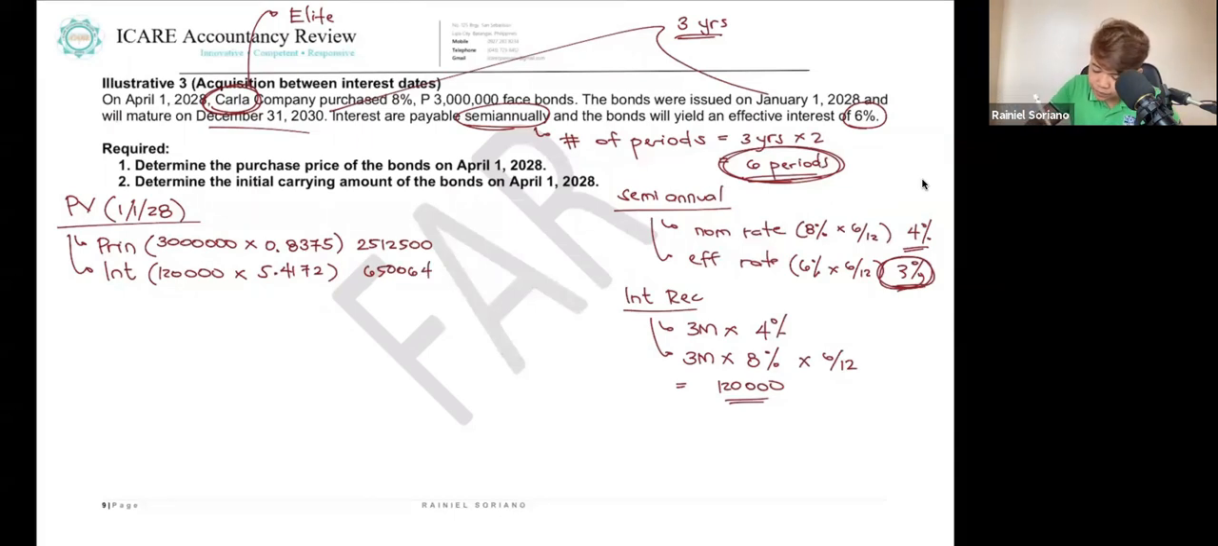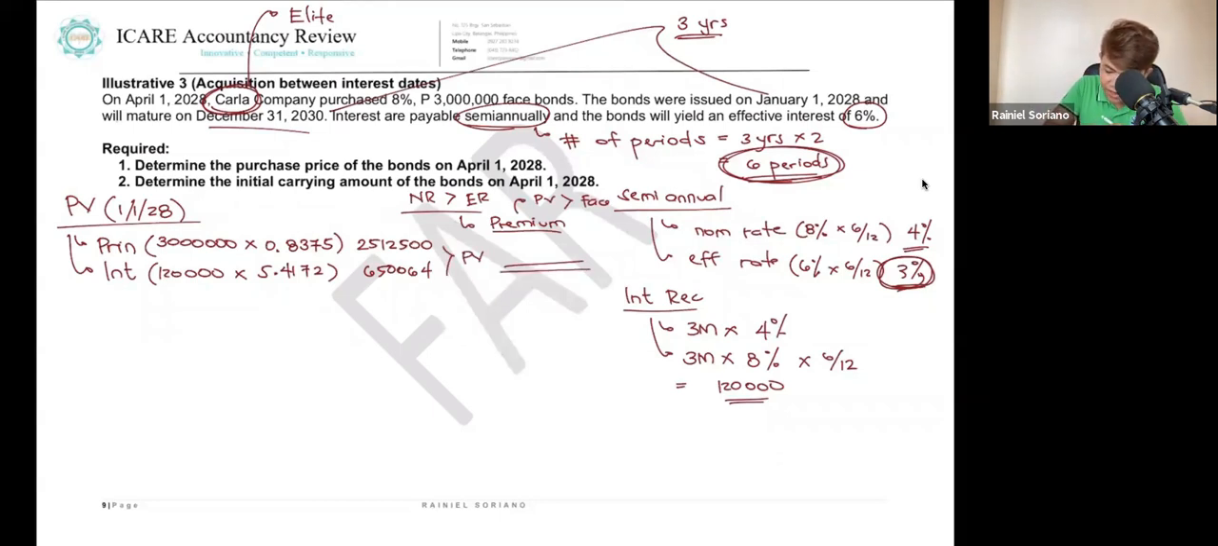Okay? So here what do we have? See to it that in this illustration, nominal rate is actually higher than the effective rate. So if the nominal rate is higher than the effective rate, meron dapat tayong premium. Ibig sabihin, if meron tayong premium, see to it that the present value must be higher than the face amount. Okay? So here, magkano ang present value natin? Dapat mas mataas to sa 3 million.